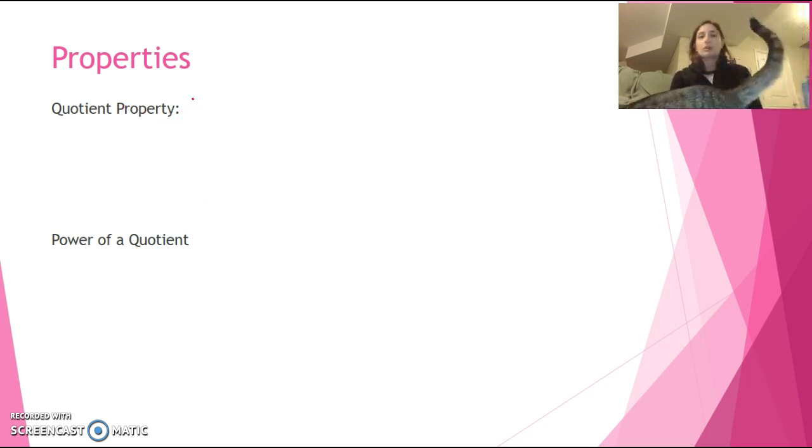So, our quotient property, let's move the cat.